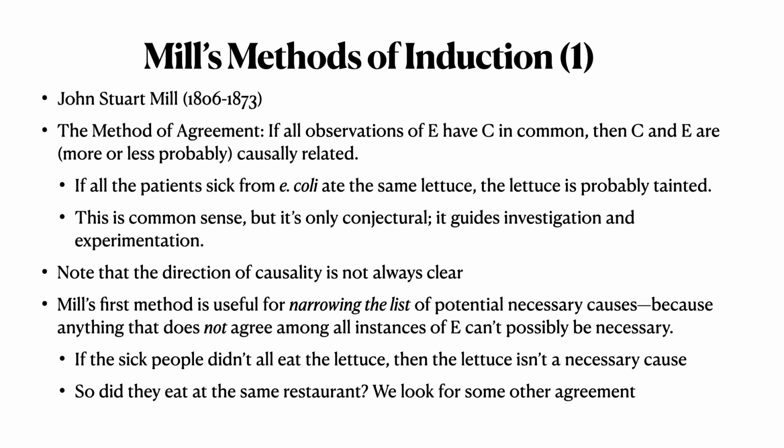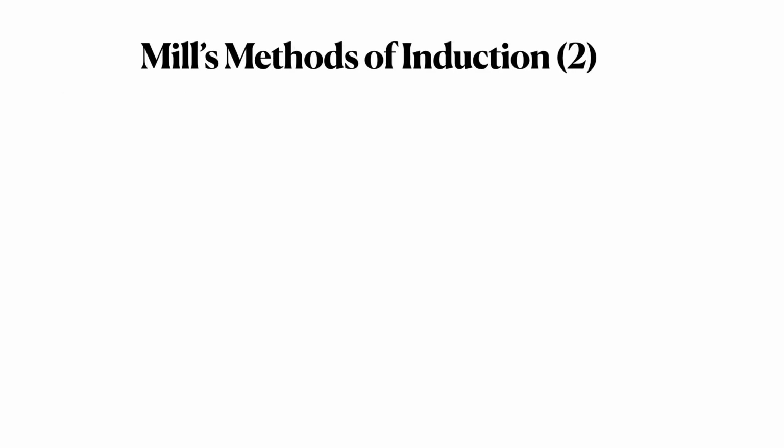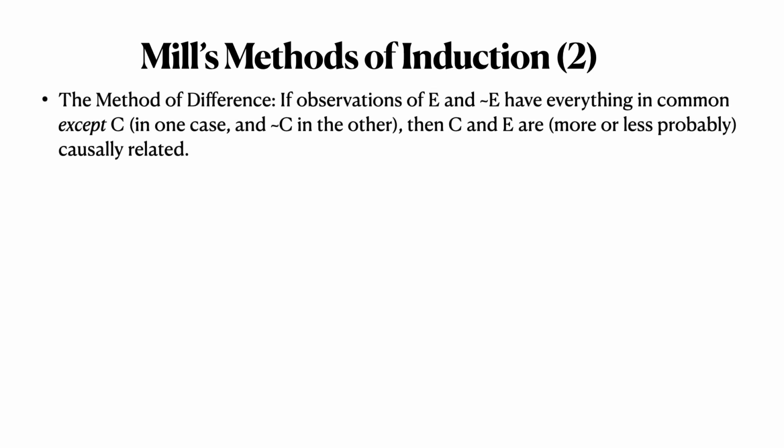All right, let's move on to Mill's second method. So Mill's second method is called the method of difference. If we have observations of E and not E, and those observations have everything in common except C, well, C in the case of E and not C in the case of not E, then C and E are more or less probably causally related.